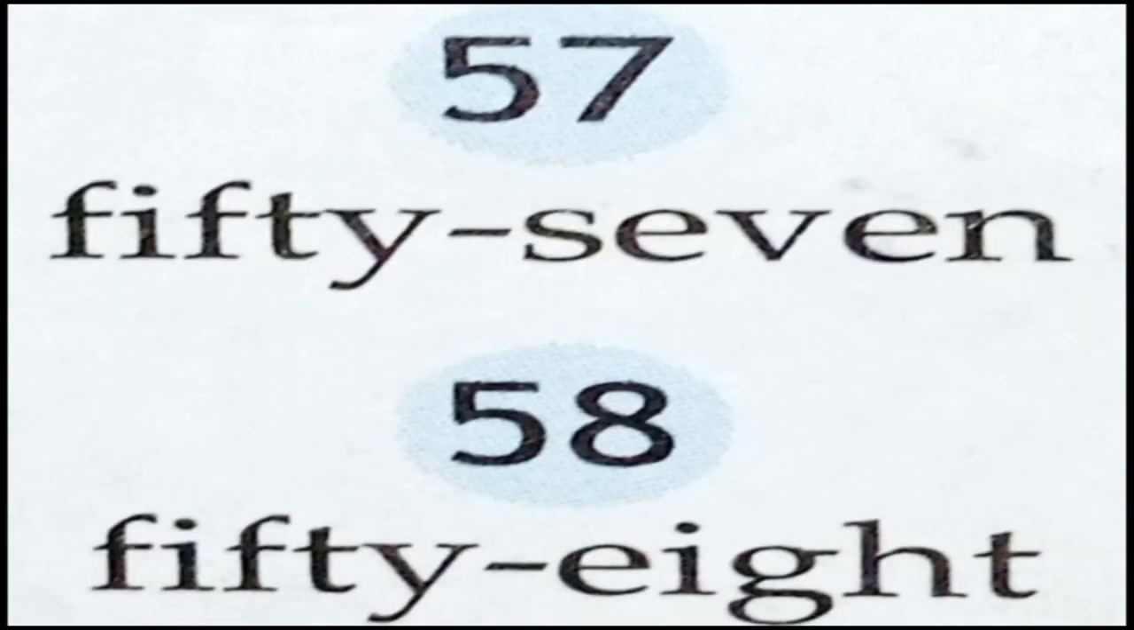Next is 57. F-I-F-T-Y, 50, S-E-V-E-N, 7, 57. In 57, 7 is ones and 5 is tens. Yes, students? Now, next is 58. Number name is F-I-F-T-Y, 50, E-I-G-H-T, 8, 58. In 58, 8 is ones and 5 is tens. Okay, students?